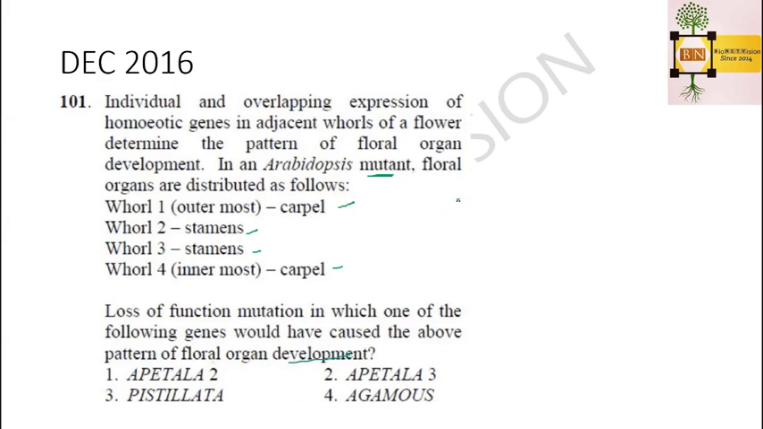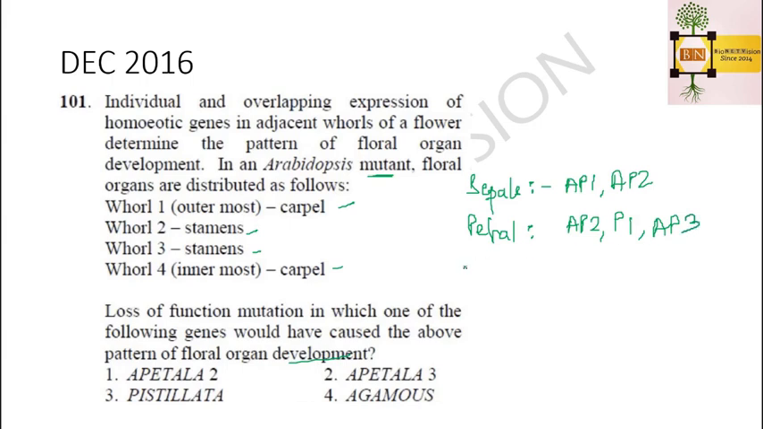So again, I'll give you the idea that the genes expressed in sepals are AP1 and AP2. The genes expressed in petals include AP2, AP3, and Pistillata. The genes expressed in stamens include AP3, Pistillata, and Agamous, and the gene expressed in carpel is only Agamous. So which gene can you see is mutated?